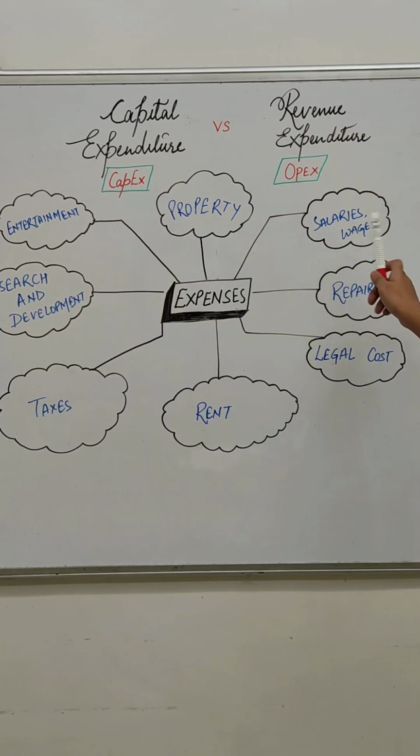Next comes salaries and wages. This expense is of recurring nature, that is day-to-day expenses, and its benefits will be exhausted within a year. So it is a revenue expenditure.